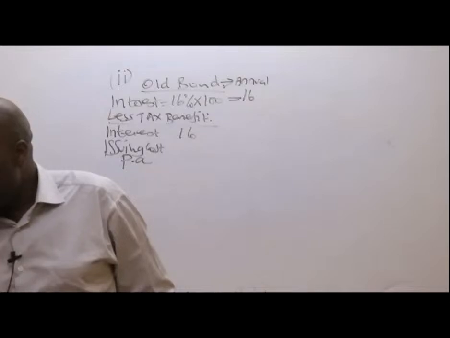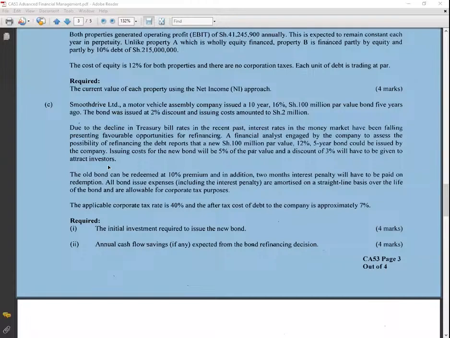Let me come back here. So what do we have here? So we are saying, ladies and gentlemen, that for us to be able to issue these bonds, it's quite not an easy thing, and the government has to allow it. It's a qualifying expense for purposes of taxation.